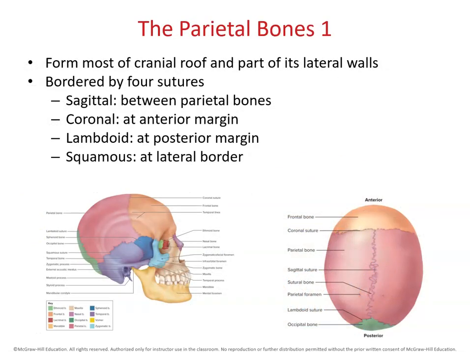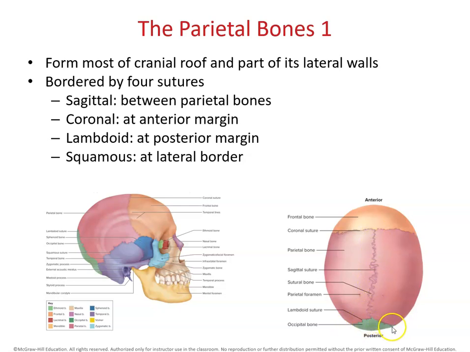The parietal bones are shown here in purple, and they are the largest section of these cranial bones. The frontal bone joins the parietal bones at a suture called the coronal suture. That goes right across there. The 2 parietal bones are fused together at the sagittal suture.